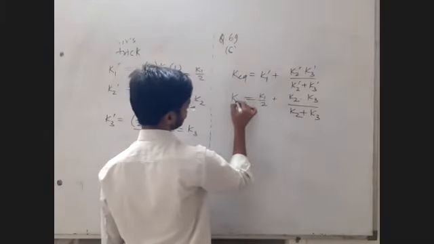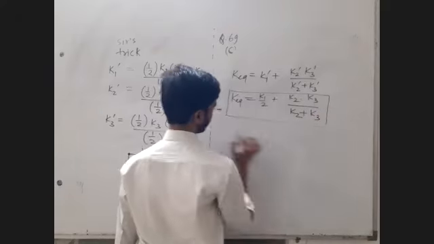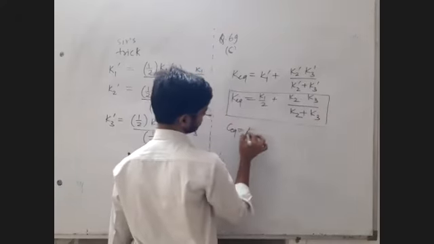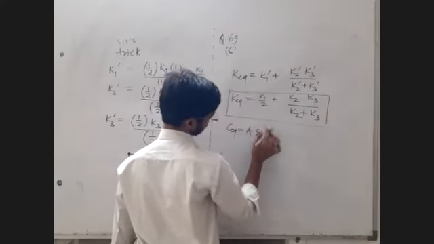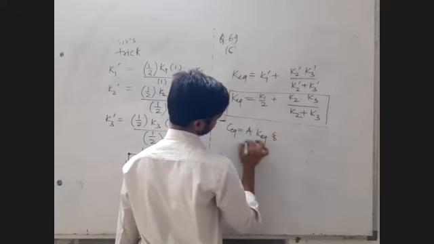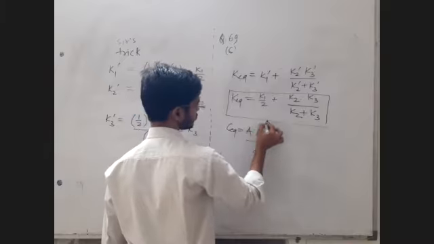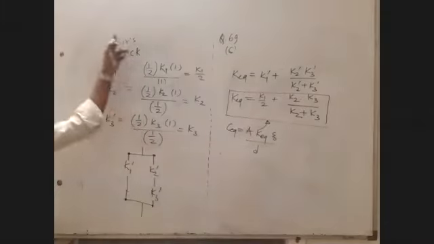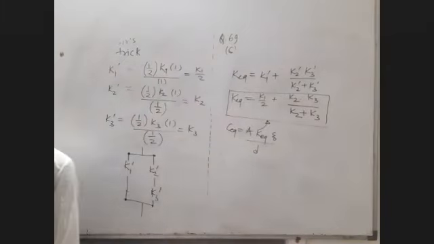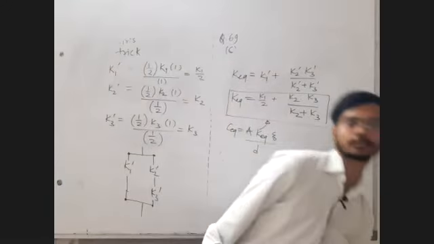That's how I find out K equivalent. And once I get K equivalent, I can very easily write C equivalent as A K equivalent epsilon 0 upon D, and K equivalent is available to me. Only this much calculation I do. Reply me in the chat box, clear and written.